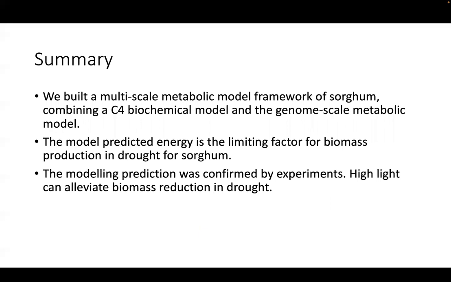Here we come to a summary. We built a multi-scale metabolic model framework of sorghum, combining the C4 biochemical model and the genome-scale metabolic model. This multi-scale metabolic model predicts that energy is actually the limiting factor for biomass production in moderate drought condition in sorghum. And the modeling prediction was confirmed by experiment, and our hypothesis is confirmed that high light can alleviate the biomass reduction under moderate drought condition.